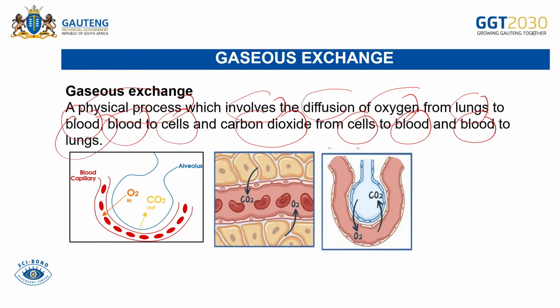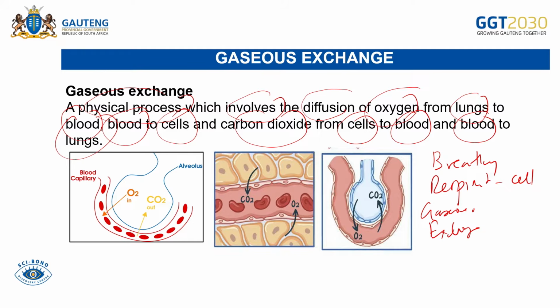Now what is gaseous exchange? Remember we spoke about breathing. We said it's mechanical, involving inhalation and exhalation. We spoke about respiration, which occurs at the cellular surface, releasing energy using the oxygen that we inhaled. And now we're talking about what? Gaseous exchange. And as the word says, we are exchanging gases.